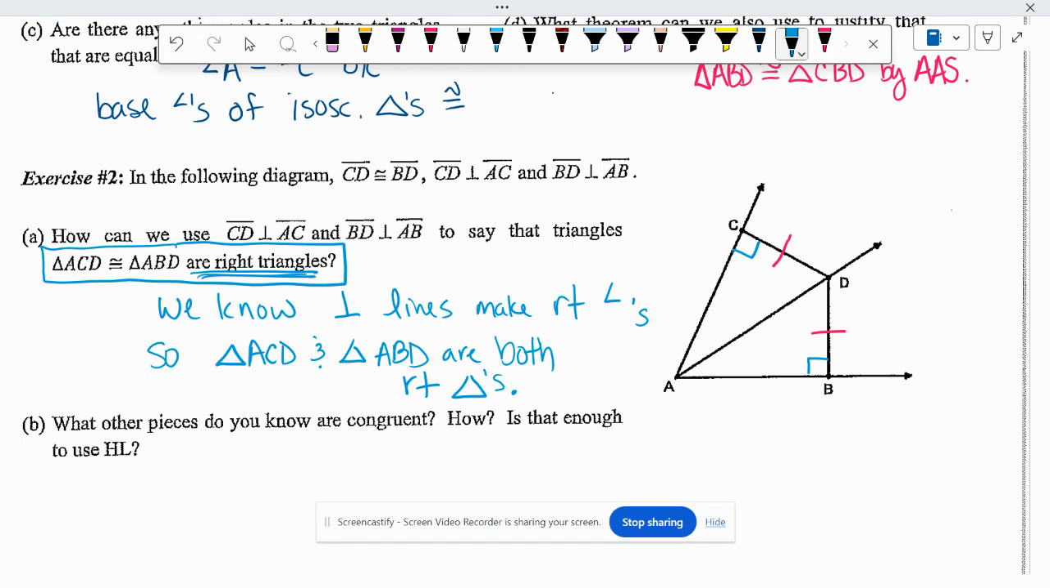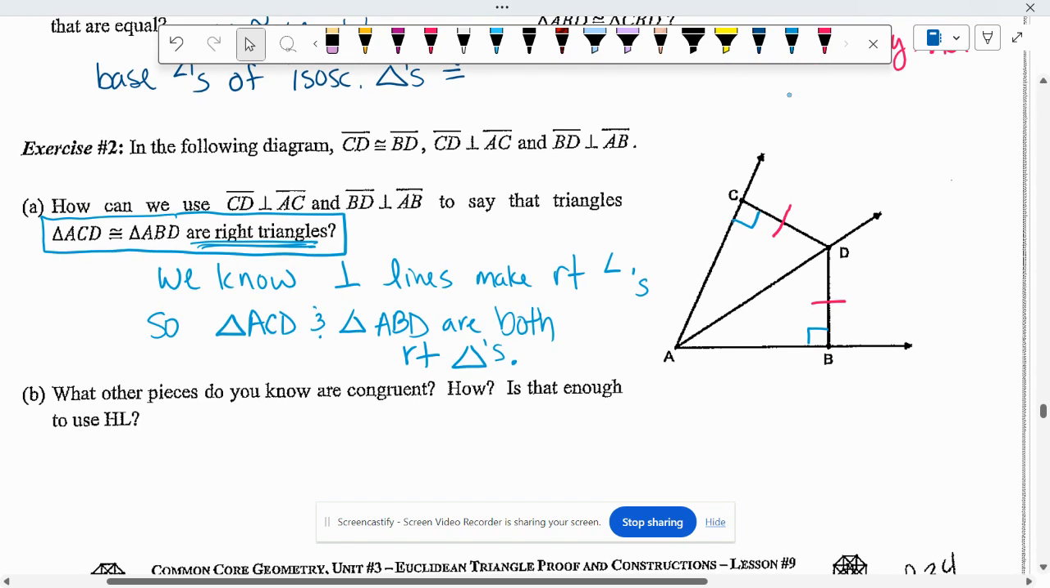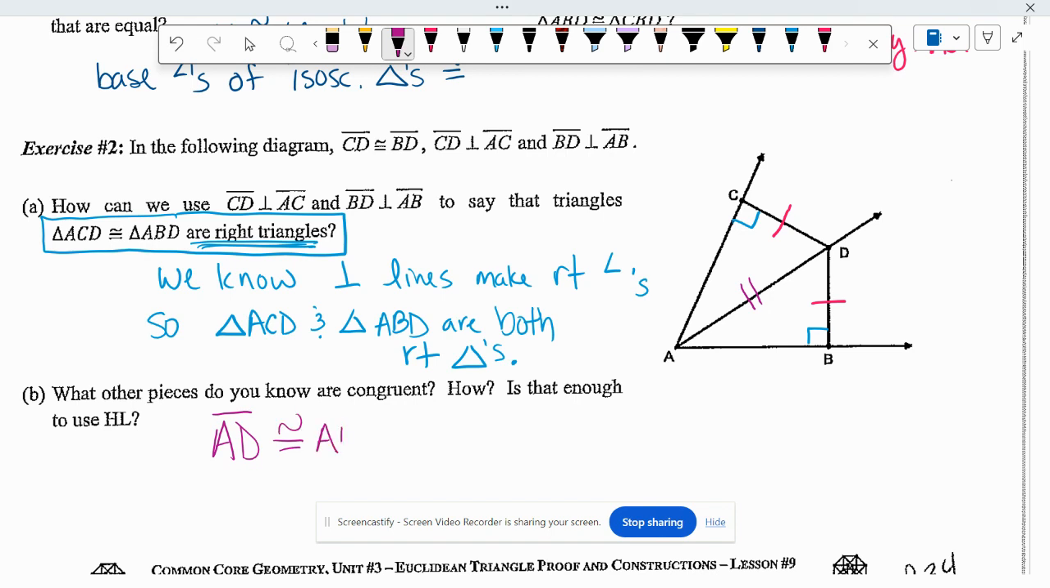Okay. Well, what other piece do you know to be congruent without us having to have something given? Look at that picture. What's the shared piece? Yeah, AD. We know that segment AD is congruent to itself by what property? What property says something is congruent to itself? The reflexive property.